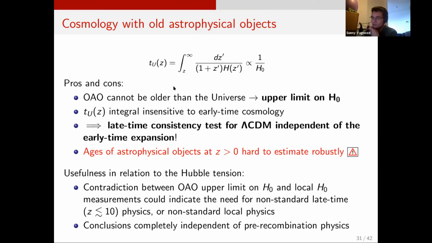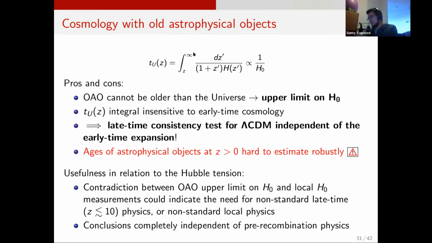The other reason why this is important is that this integral does not care about early time physics. This integral gets most of its contributions at redshift less than 10, which means that you can use this as a consistency test of lambda CDM, which is totally independent of any assumption about early time new physics. The early time cosmology can be lambda CDM, it can be early dark energy, it can be whatnot. This integral doesn't care about it at all.